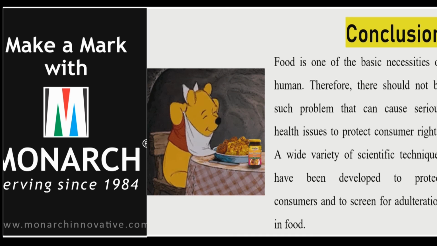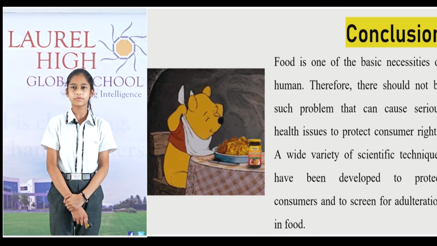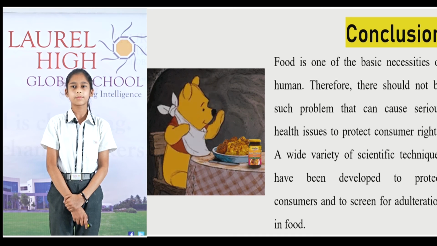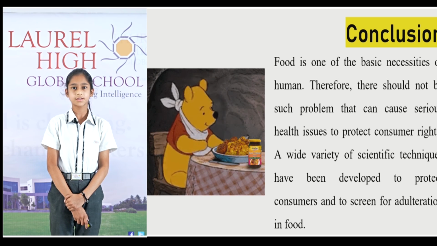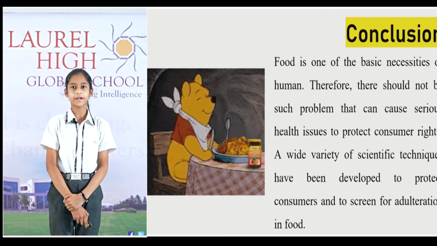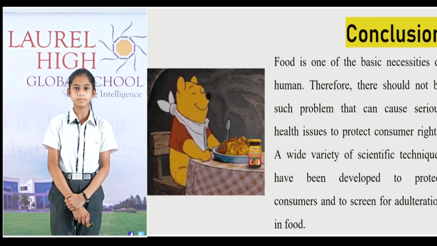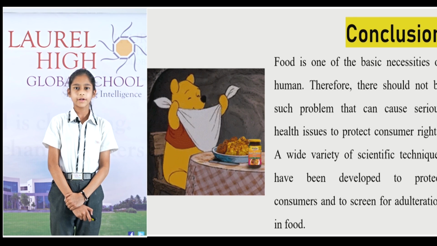Conclusion. Food is one of the basic necessities of humans. Therefore, there should not be problems that can cause serious health issues, in order to protect consumer rights. A wide variety of scientific techniques have been developed to protect food from adulteration.